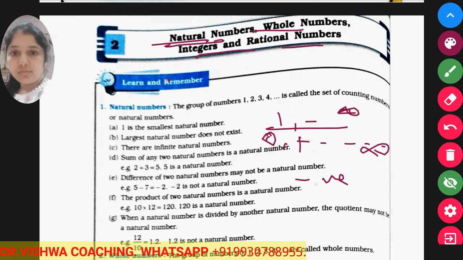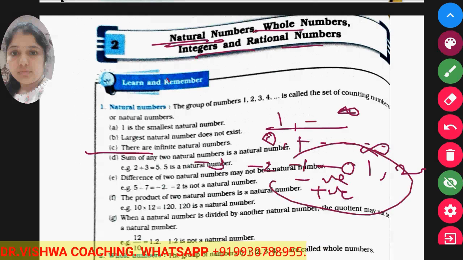Integer means negative and positive numbers, with 0 in the middle. On the left side of 0 are -1, -2, -3 up to the infinity, and on the right side of 0 are 1, 2, 3 up to the infinity. All are integers. Now rational numbers are the numbers written in the form of p upon q, like a fraction, but p and q both are integers where the denominator should not be 0. This p can be negative, this q can be negative or positive, but not 0.